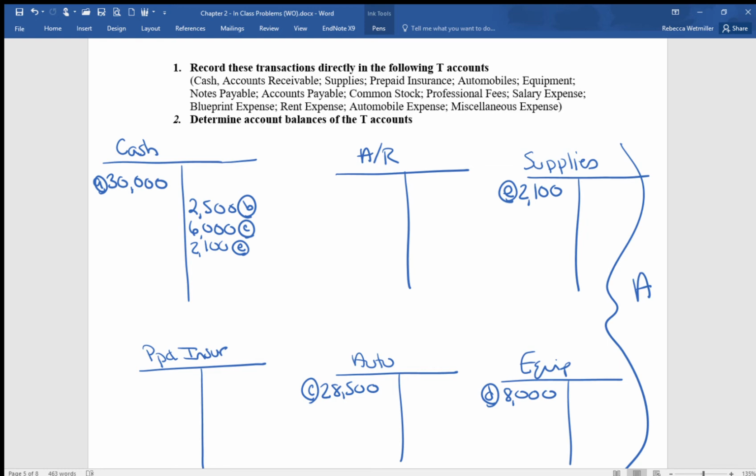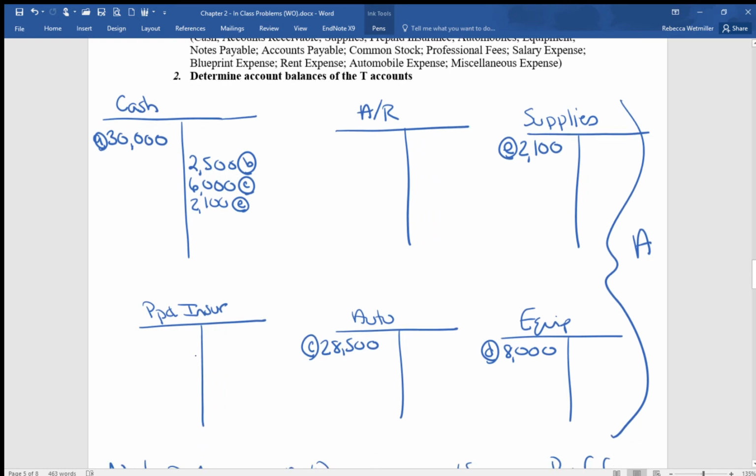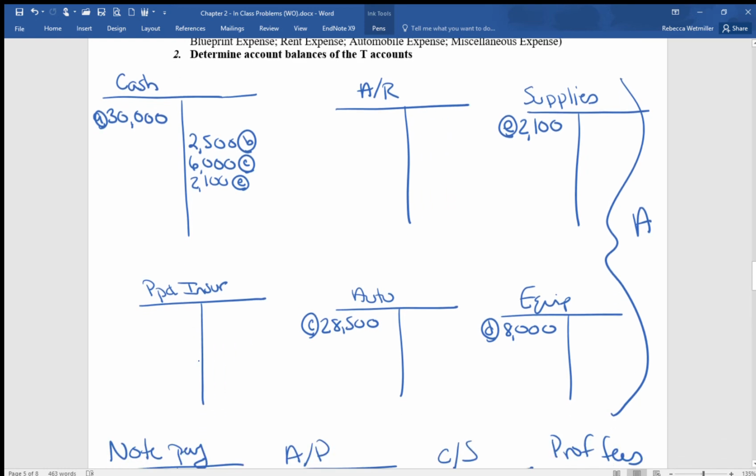Okay, transaction F. I paid cash for annual insurance policies of $3,600. It's an annual policy, so that means it's going to last for the whole year. I'm not going to use it all up right away, so it's going to be an asset. I paid for it up front, so I'm going to increase my prepaid insurance by $3,600, and I paid cash for it, so I'm going to decrease my cash by $3,600.